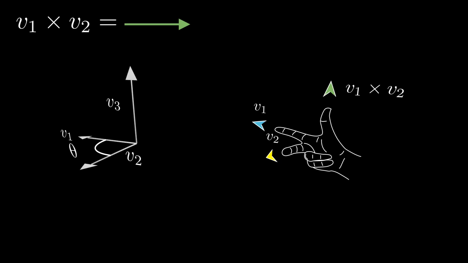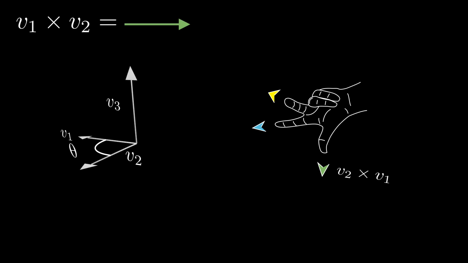To do this, start with your pointer finger in the direction of the first vector. Then point your middle finger in the direction of the second. And the way your thumb is pointing is the direction of the cross product vector. This is why the order of multiplication matters for the cross product. Starting in the direction of the other vector produces a vector in the opposite direction.